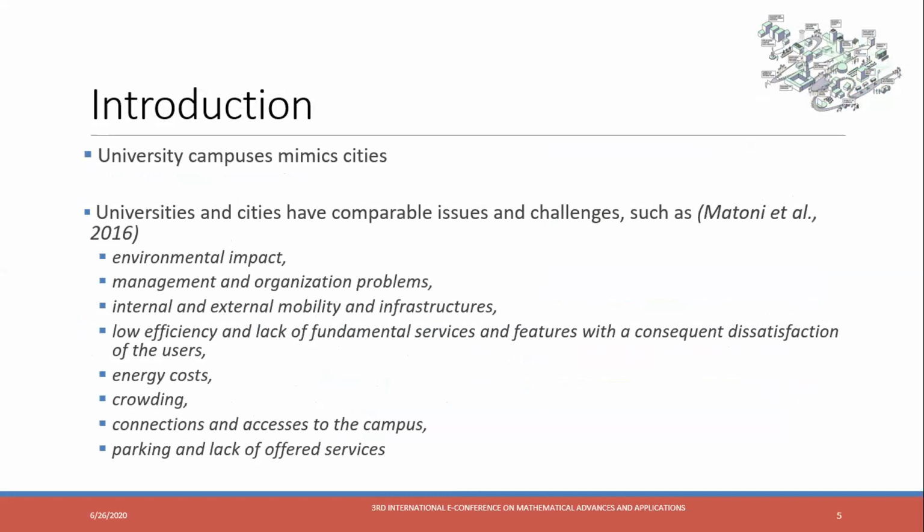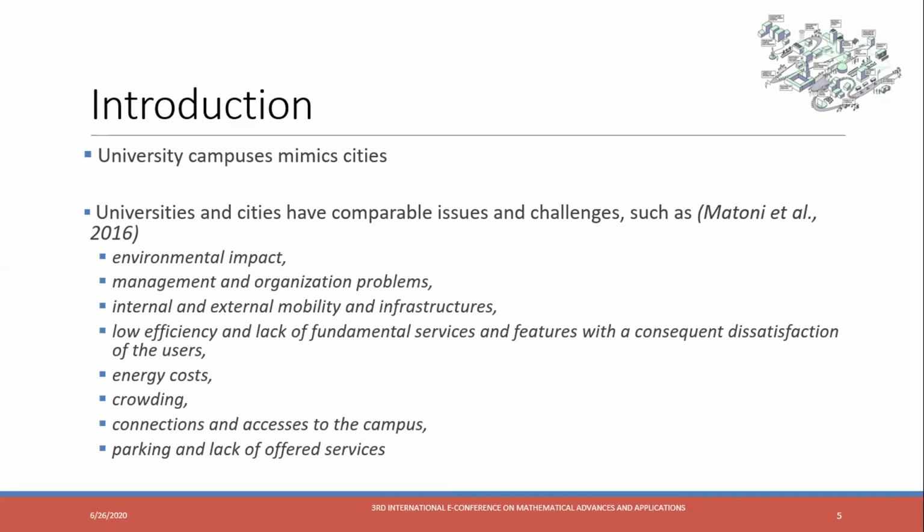And since university campuses mimic cities in many respects, where there are different users, students, employees, visitors, who carry out their daily activities, and where there are multifunctional buildings used for the execution of several tasks. In addition, universities and cities have comparable issues and challenges, such as environmental impact, management and organization problems, internal and external mobility and infrastructures, energy costs, crowding, and connections and accesses to the campus.